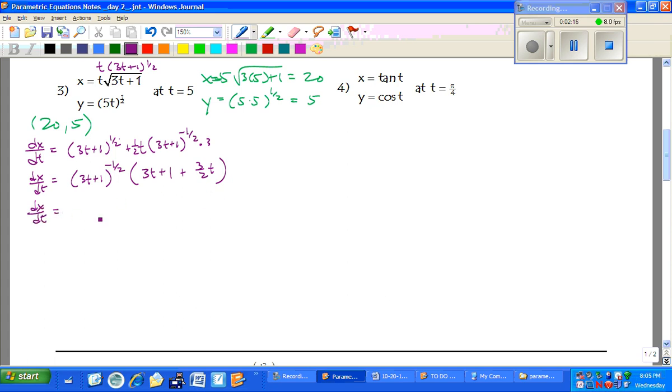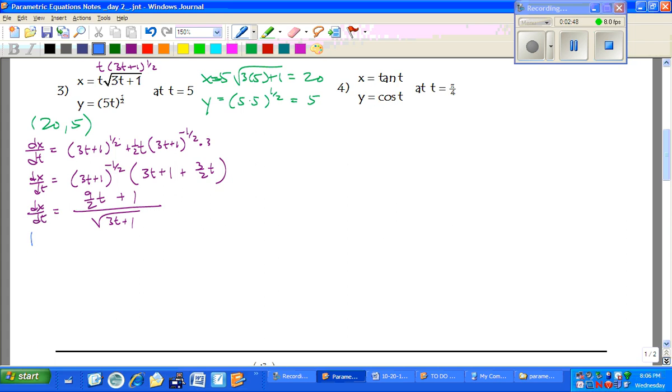So we can simplify this finally here. 3t plus 1 to the negative 1/2. That's square root of 3t plus 1 in the denominator. Up top, 3t plus 3/2 t. We can combine those. Those are like terms. So this is like 6 over 2 t plus 3/2, we have 9/2 t plus 1. We can leave it like that for now with the fraction and fraction. That's fine.